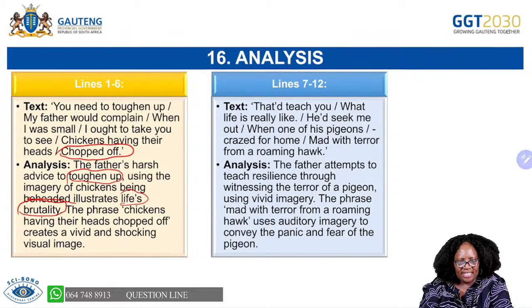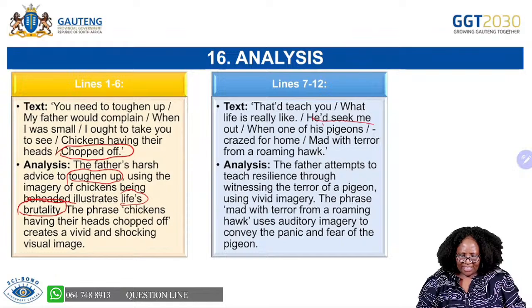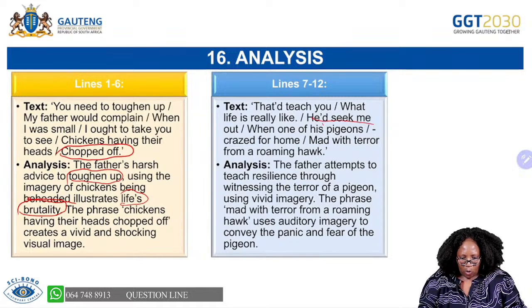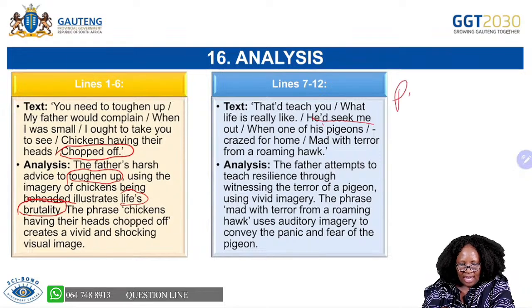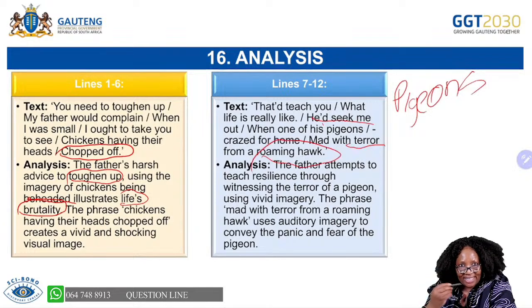Let's proceed to lines 7 to 12. "That, my girl, that'll teach you what life is really like. He'd stick me. He'd look for me, when one of his pigeons, crazed for home, met with terror from a roaming hawk." This family had some pigeons, and the pigeons were roaming. They were flying all over, and one of them would come home terrified because a hawk would be wanting to kill it.